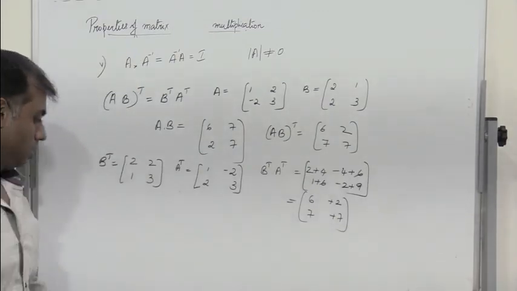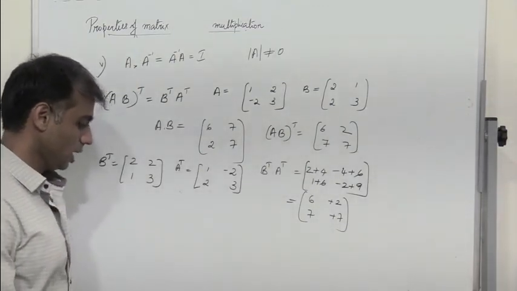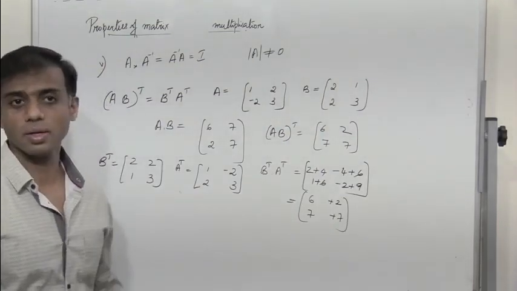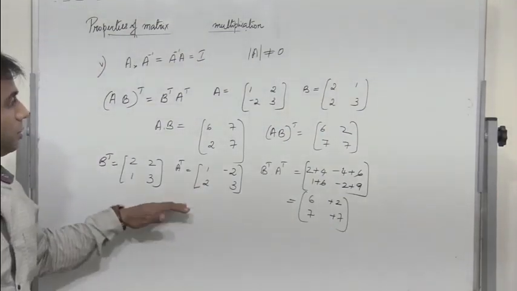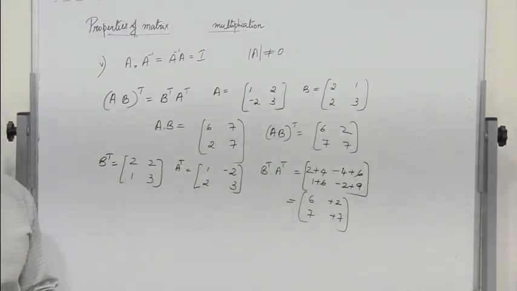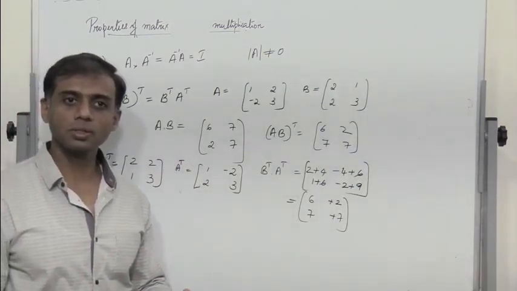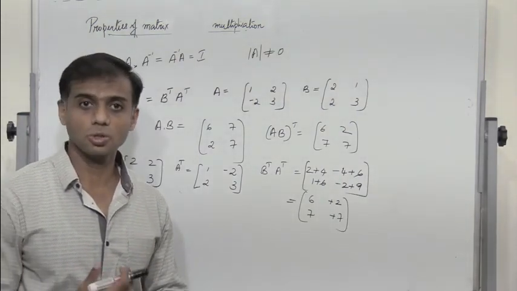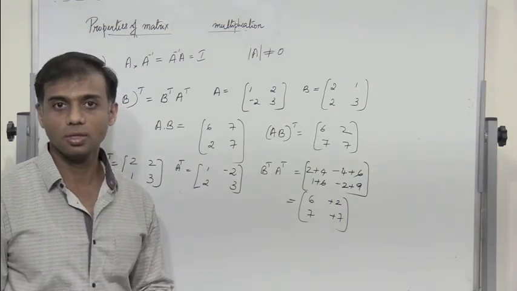So in this lecture session, we have seen some of the properties of matrix addition and matrix multiplication, and we have taken an example and we have proved these properties. Okay? In the coming session, we will take a matrix and see how to find the inverse of a matrix, a 2 cross 2 matrix and a 3 cross 3 matrix.